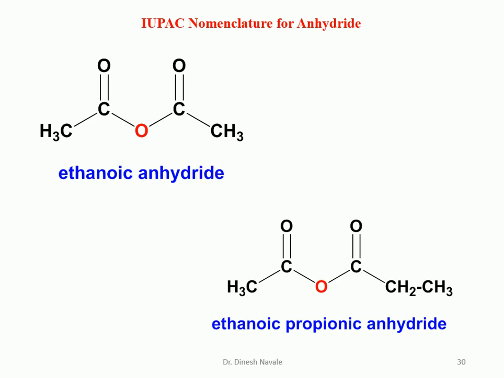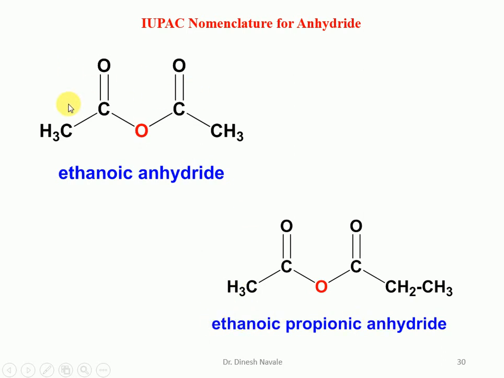Next molecule, it is an unsymmetrical anhydride. One side there are 2 carbon atoms, it is an ethyl group. The other side there are 3 carbons, so it is a propyl. So we have to follow alphabetical order. So it is going to become what? Ethanoic for this part, propionic for this part. So it is going to become ethanoic propionic anhydride.